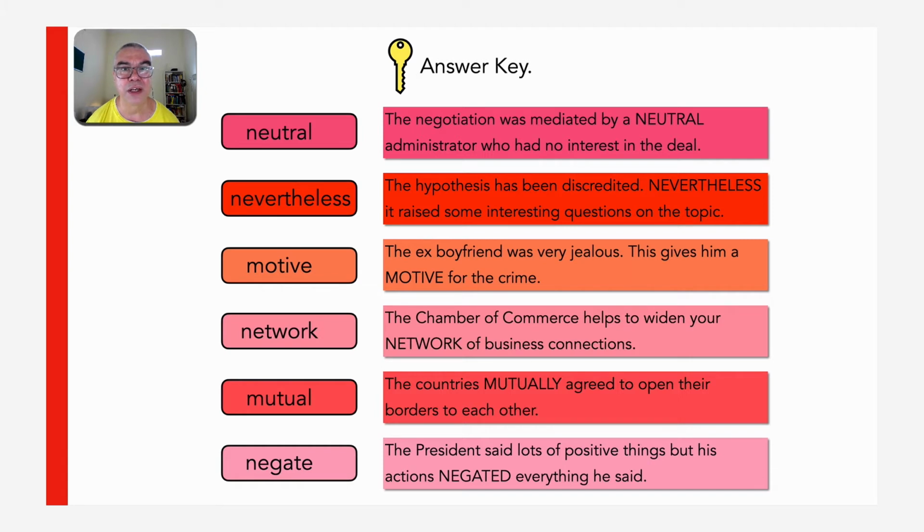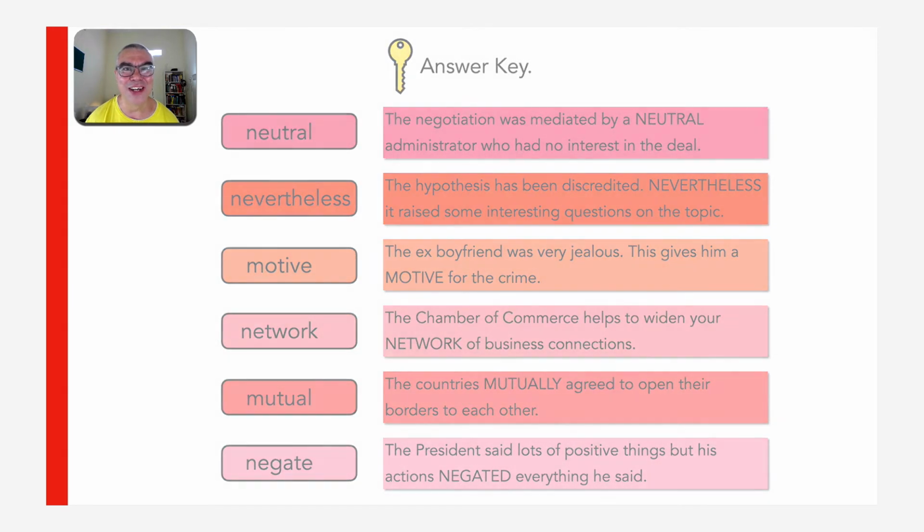Network. The Chamber of Commerce helps you to widen your network of business connections. Mutual. The countries mutually agreed to open their borders to each other. Negate. The president said lots of positive things, but his actions negated everything he said. That's politics for you. All right, moving on.